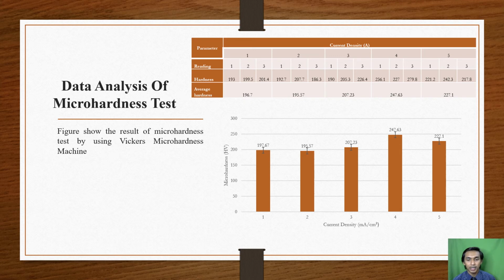247.36 HV compared with the specimen using 1 ampere current density. On the other hand, there was a drop in hardness value on the sample using 5 ampere current density, but it remains above the specimen using 1 ampere current density. The average hardness of all samples was 205.02 HV. The result shows that the hardness increased with increasing current density.